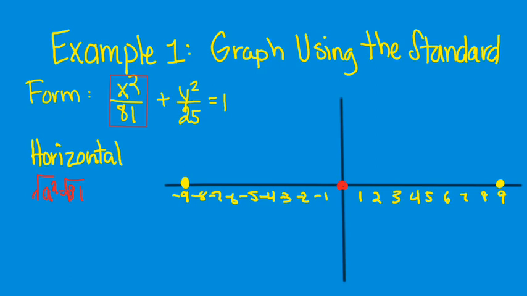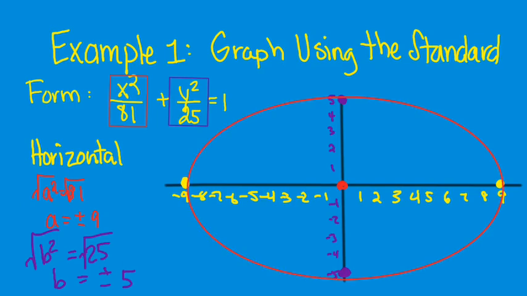And now we're going to do our y values, which we take the square root of 25, and that gets us 5 and -5. We connect our points, and we're done.